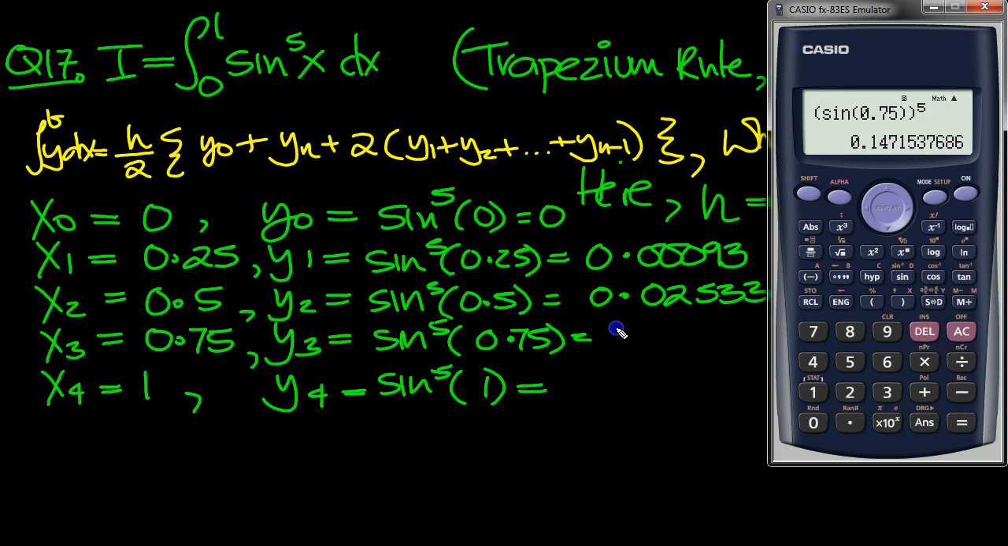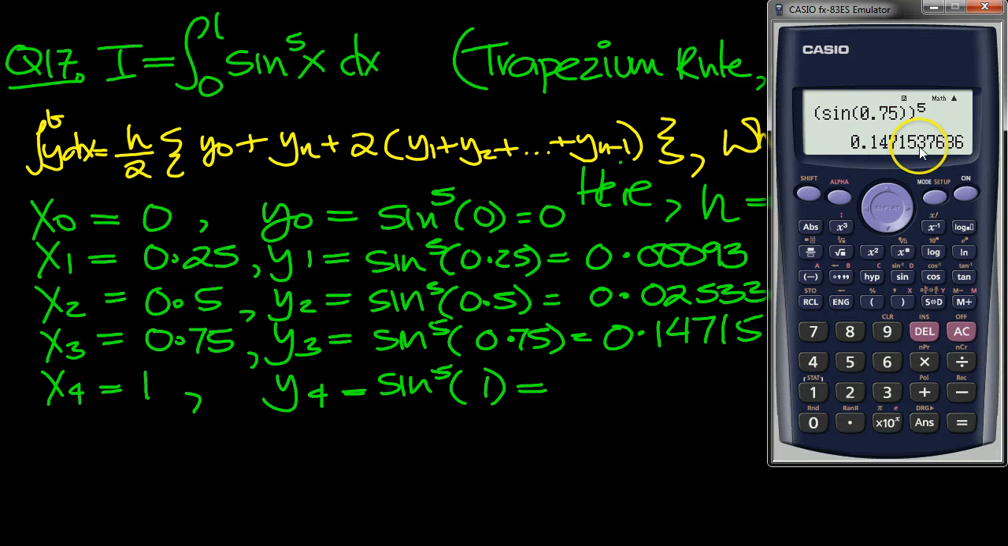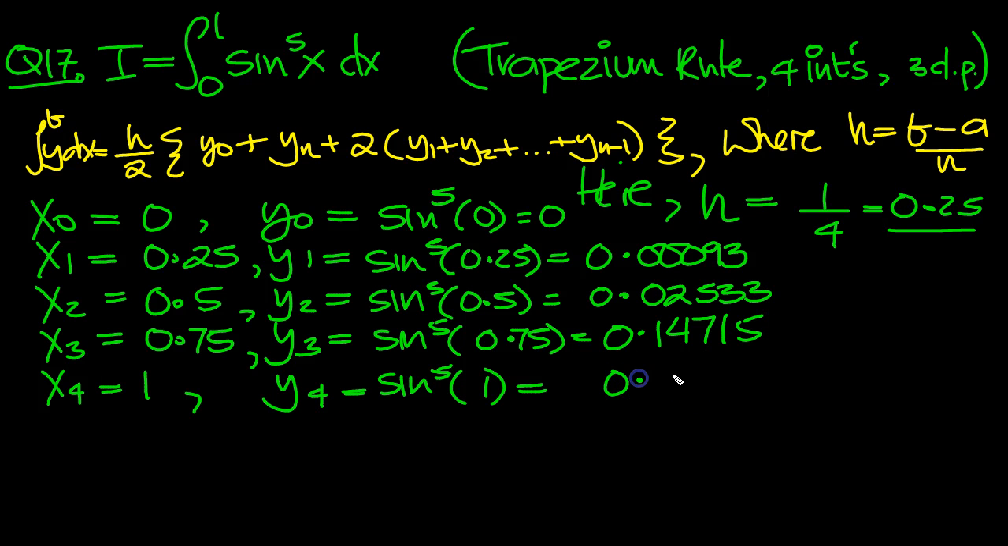0.14715. 14715, yeah, that's good. And then the sine of 1 radian. So let's just delete 0.75. Put a 1. 0.421889. See the 8 rounds the 8 up to a 9. 0.42189. There we go. There's all our entries then for the formula.